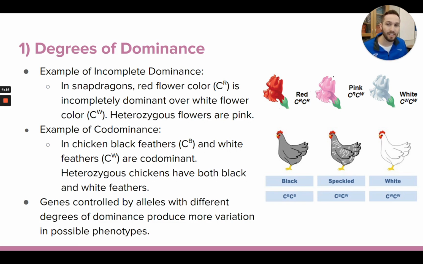But so in this example on the slides, I have an example again with flower color, with a red allele and a white allele being incompletely dominant. So if you're heterozygous, you're going to end up being pink in this example. And here's an example with chickens.